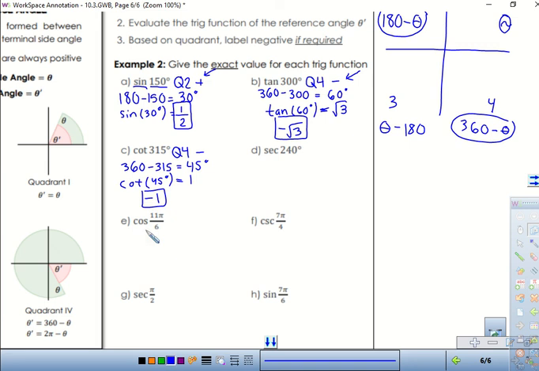So see that chart on your 10.1? Right here. So I just found cotangent of 45 is 1. So I just used this chart.